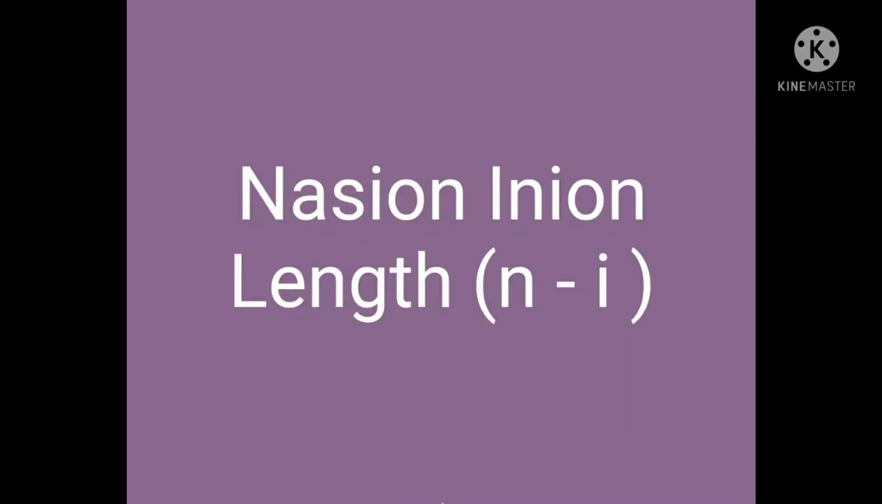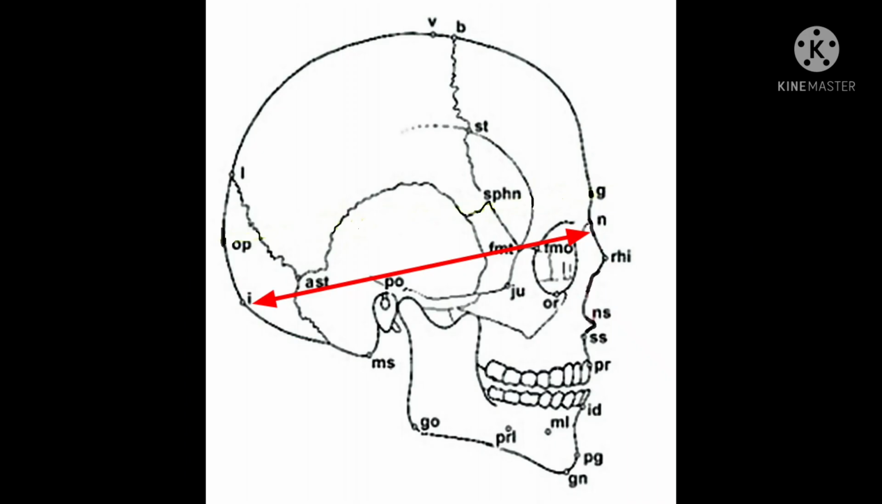The third measurement is nasion-inion length. It measures the straight distance from the nasion to the inion. So let's see the definition here for the nasion. The nasion is the meeting point of the frontonasal and internasal suture.